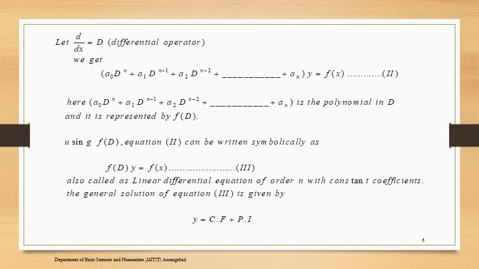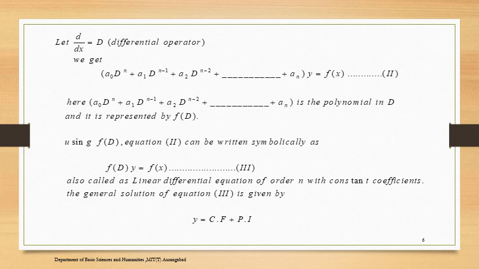Let d by dx is equal to D. Capital D is called the differential operator. If I substitute d by dx is equal to D in equation 1, we get a naught D raised to n plus a1 D raised to n minus 1 plus a2 D raised to n minus 2 plus and so on plus an, y is equal to f of x, called equation 2.